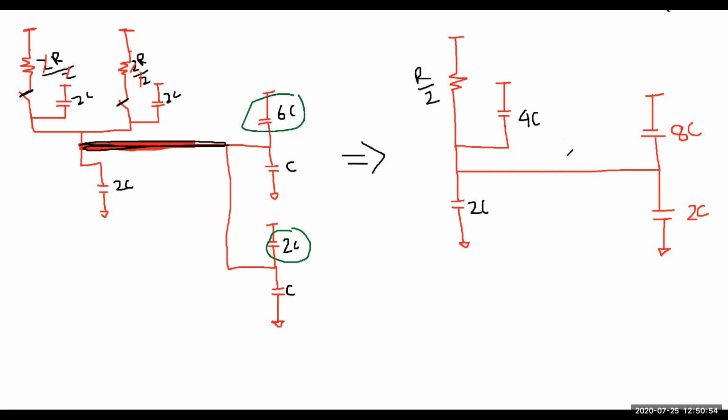Now here, look at this 8C and this 4C. They are parallel, right? Why are they parallel? One point is connected to VDD, another point is connected, right? And, by the way, one more important thing.